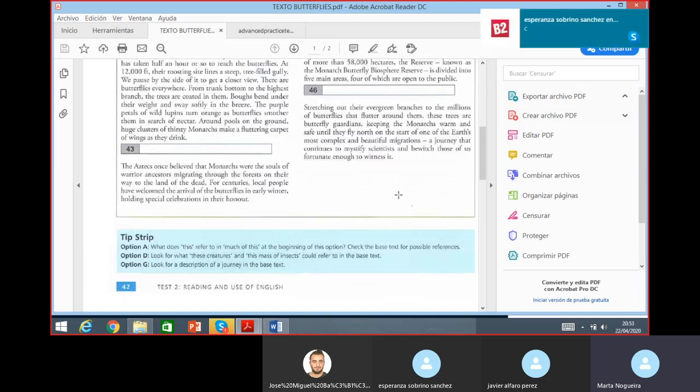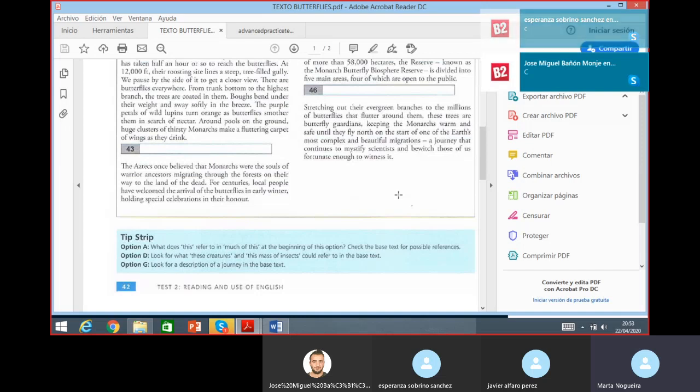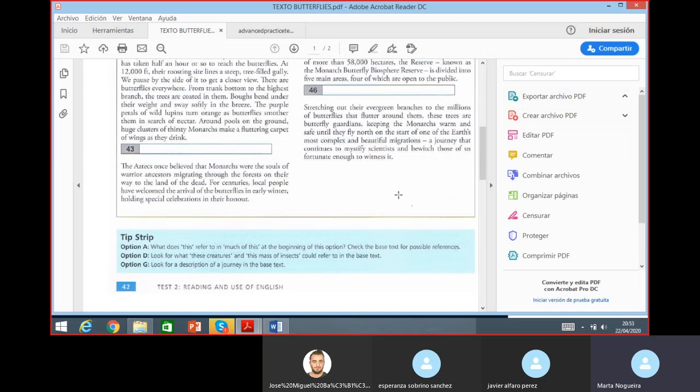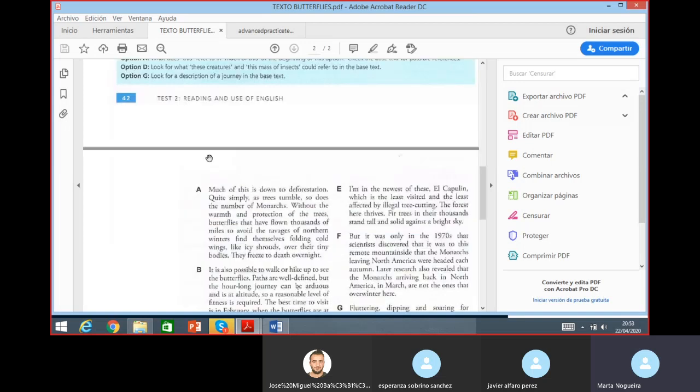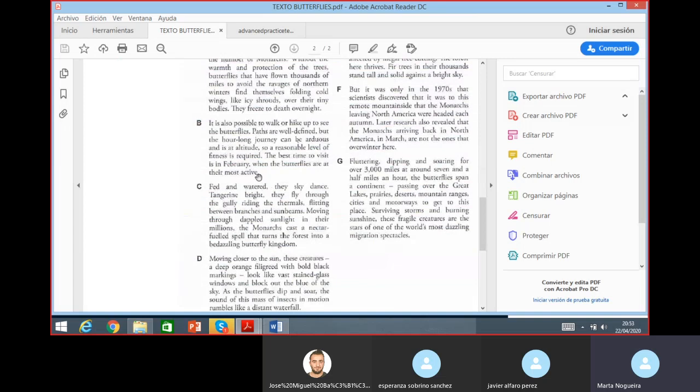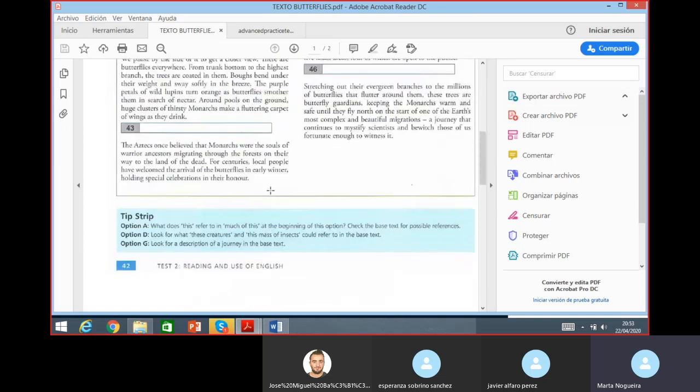Clusters of thirsty monarchs make a fluttering carpet of winds as they drink. Very good. It's number C, letter C. Jope, siempre decir number. Letter C, number 43. Very good. C, because it's describing the butterflies. Because it says, Javi, aquí nos dice, of winds as they drink, ¿vale? Entonces, al beber, ¿no? Estábamos diciendo que la descripción de las mariposas cuando beben. Entonces aquí ya nos dice fed and watered una vez que han bebido, ¿no?